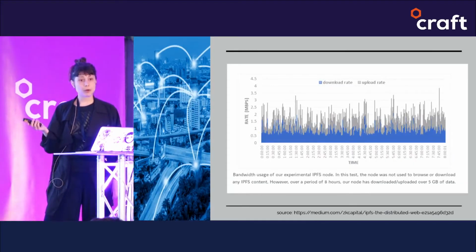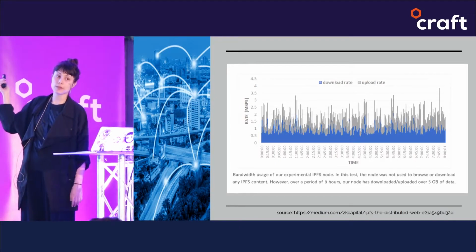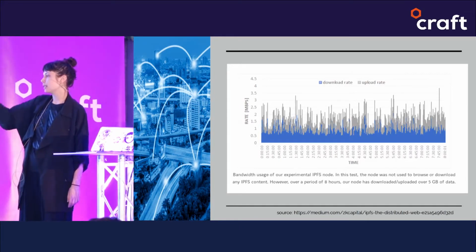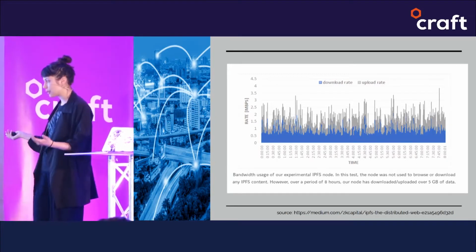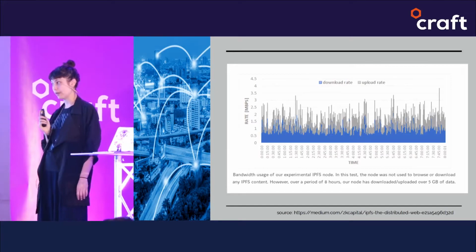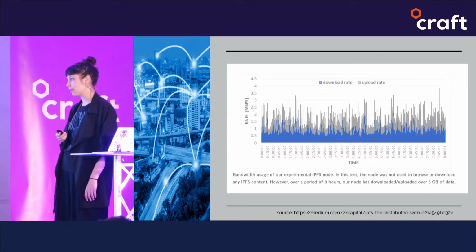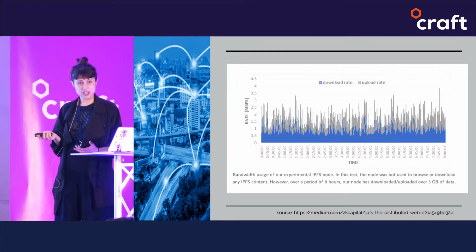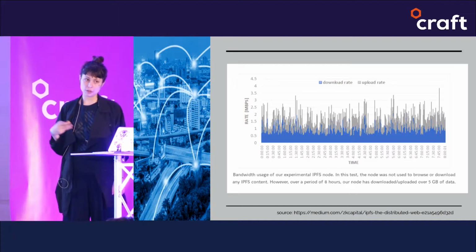And they all have common problems too. So this is a graph of the network use of an IPFS node. It says bandwidth usage of our experimental IPFS node. In this test, the node was not used to browse or download any IPFS content. However, over a period of 8 hours, our node downloaded and uploaded 5 gigs of data. So that's significant, a lot of network traffic. Maybe not everyone wants to run this on their personal laptop.